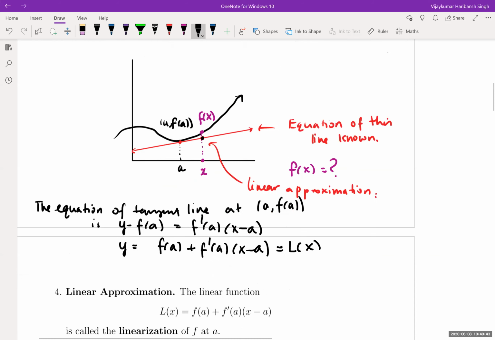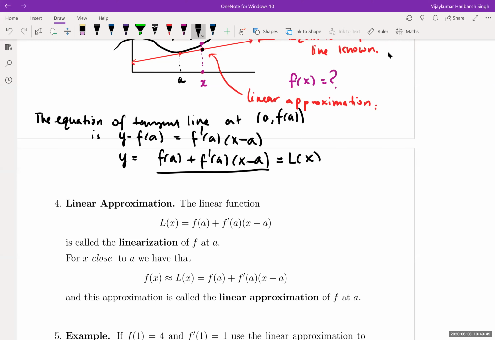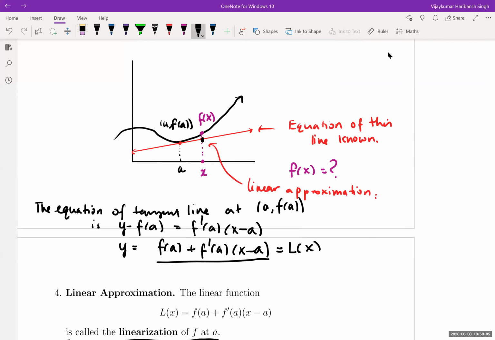So let's try to formalize this now. A linear function L of x, which came from here, f of a plus f prime a times x minus a, is called the linearization of f at a, because you are basically approximating it by a line. And if x is close enough to a, then f of x is roughly L of x. You can see the L of x value is here. This is your f of x value. And then you can report that they are close enough if x is close to a. Right? The closer you go, the closer these values will be, right?